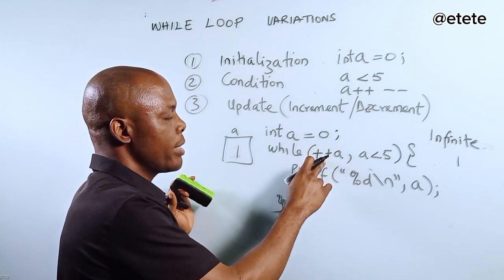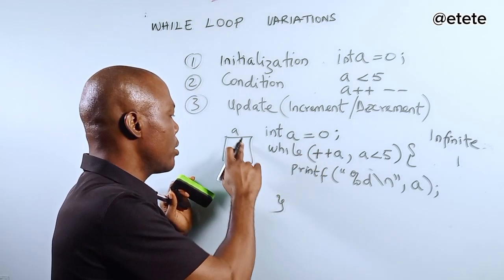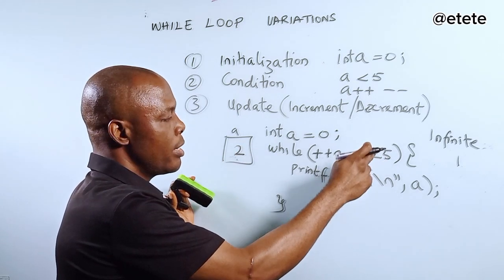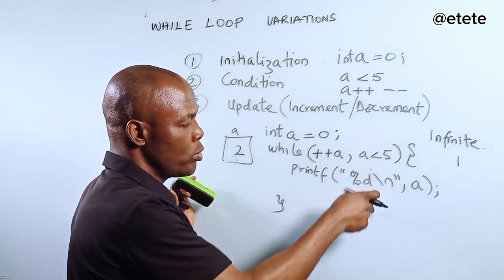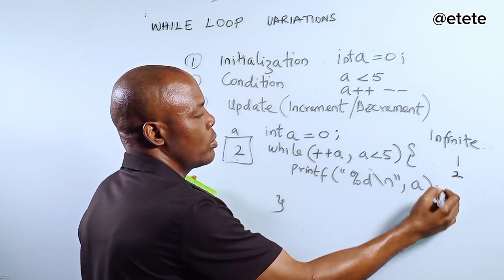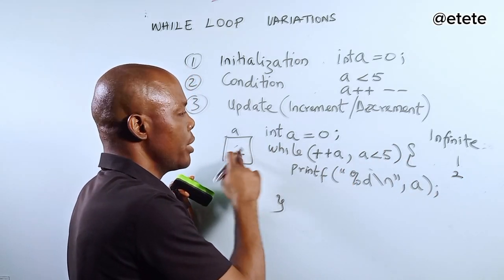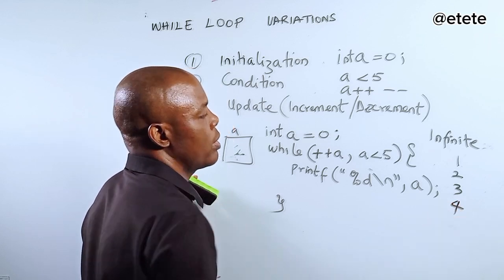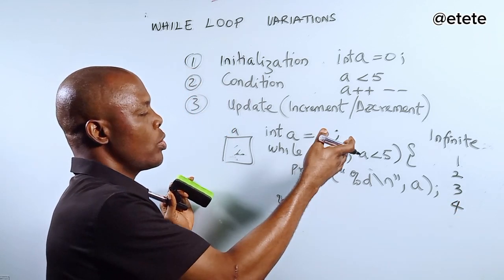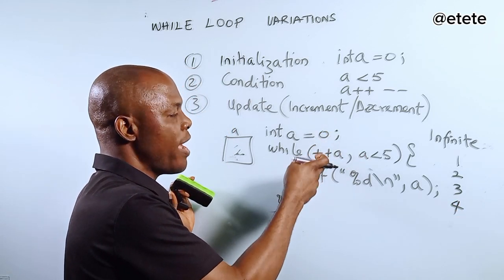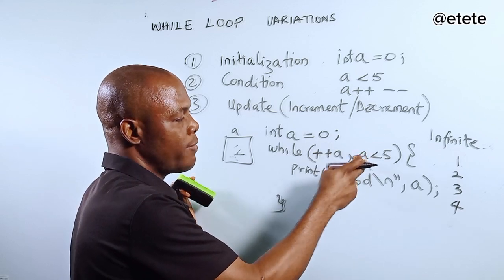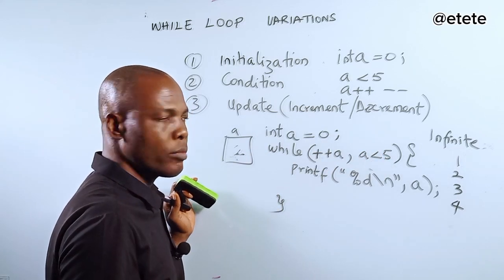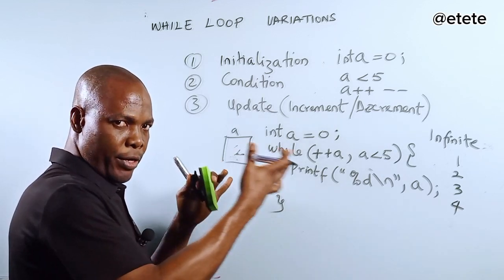Then it will come back again. It will increment A, so this place will become 2. Then it will test. 2 less than 5, that is true. It will go in and it will print out 2. It will repeat for 3. It will print out 3. It will repeat for 4. It will print out 4. Right? So when it increments it to 5, then it will test. 5 less than 5, that is no longer true. It will come out. That is another variation.